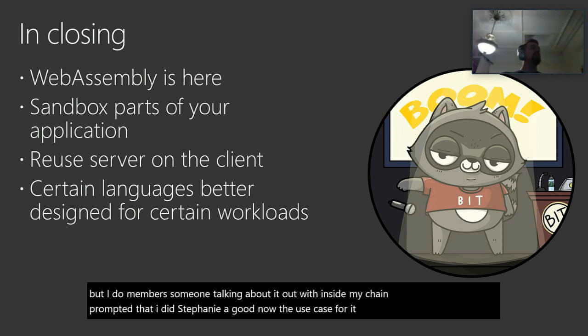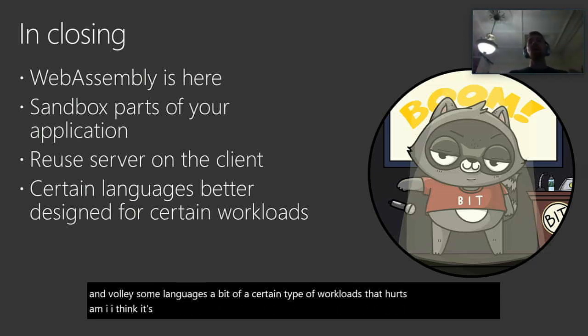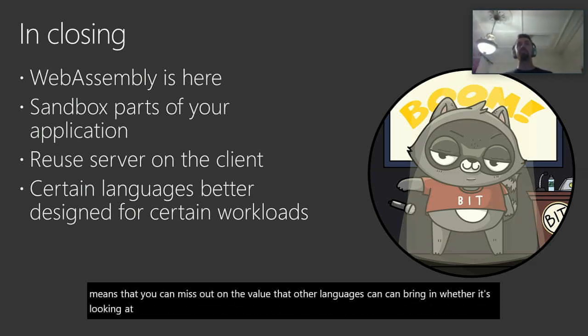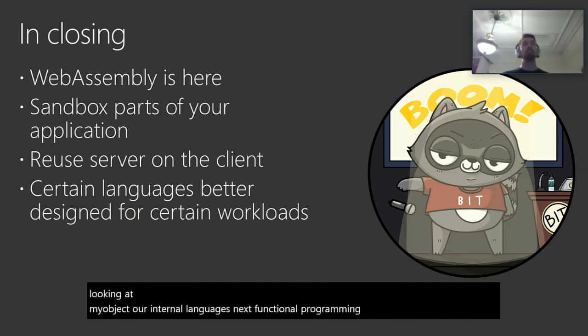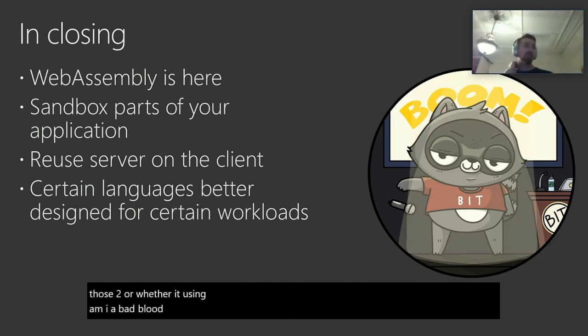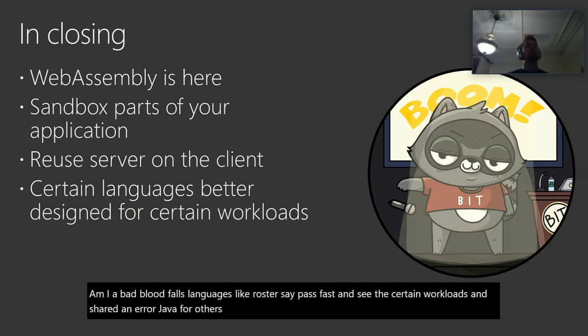And finally, some languages are better for certain types of workloads than others. I think it's important to be a multi-language programmer these days. Just focusing on one language means that you can miss out on the value that other languages can bring in, whether it's looking at object-oriented languages next to functional programming languages and using a mix of those two, or whether it's using high-performance languages like Rust or C++ and C for certain workloads, and .NET or Java for others. Kind of combine them together where it's possible.